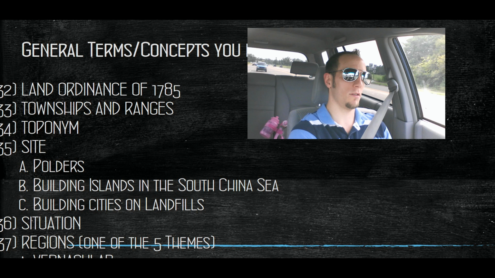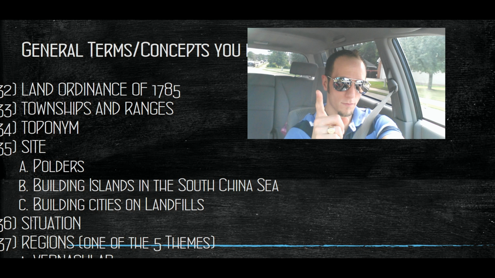Last section of things you need to know for this AP Human Geography Unit 1 review: general terms and concepts. Bam, let's do this. Let's finish it up. 32 through 42, let's go. Maybe there was 43. We'll figure it out together.